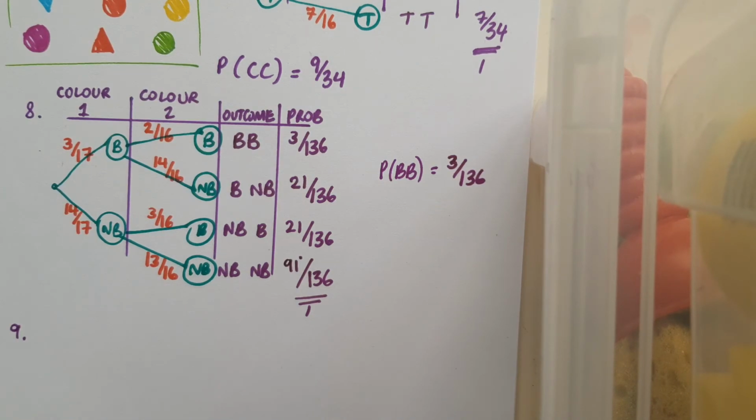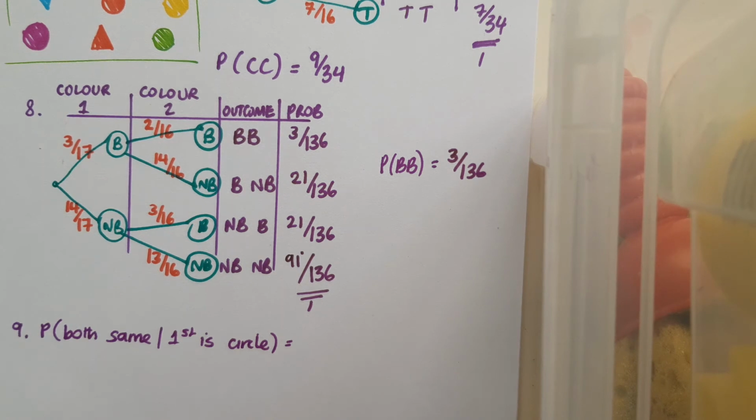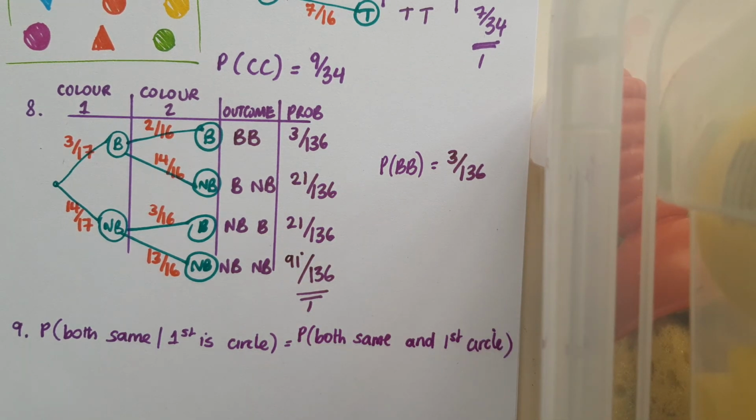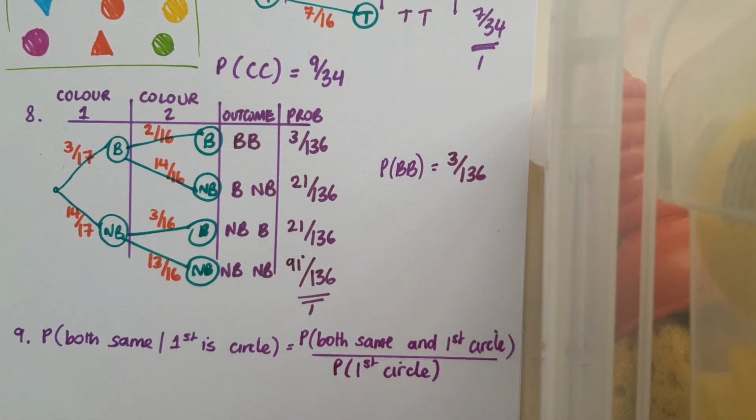Question 9 asks us to find the probability that both shapes are the same, given that the first shape is a circle. So this is our conditional probability formula then. So don't forget, it's the probability of A intersection B over probability of B. So in this case, it's the probability that both shapes are the same and the first shape is a circle over the probability that the first is a circle.